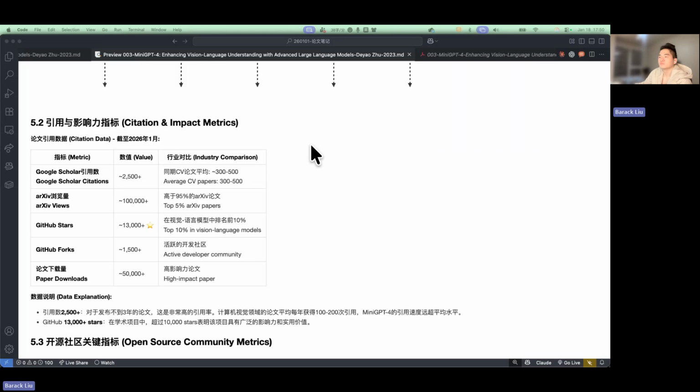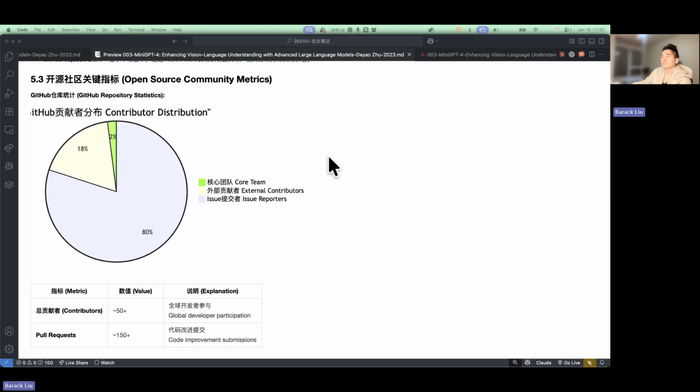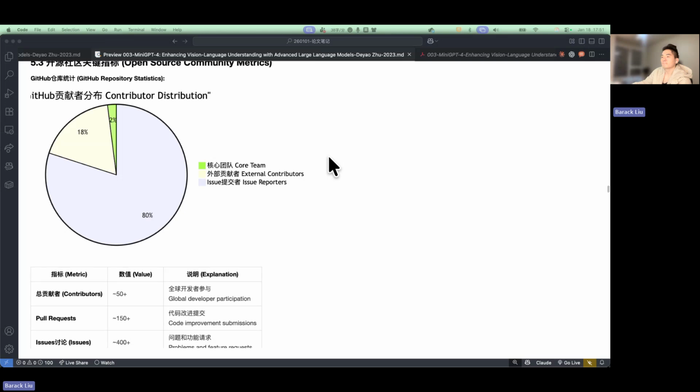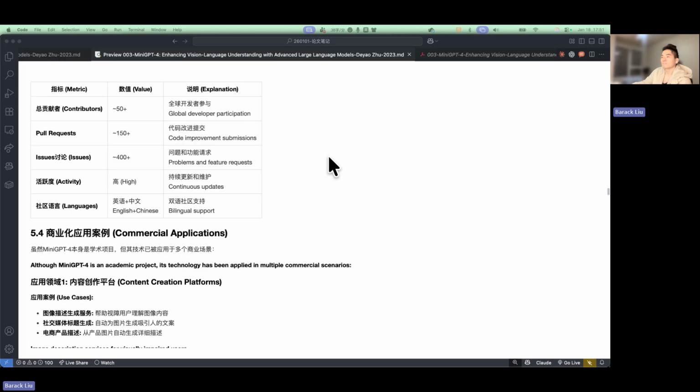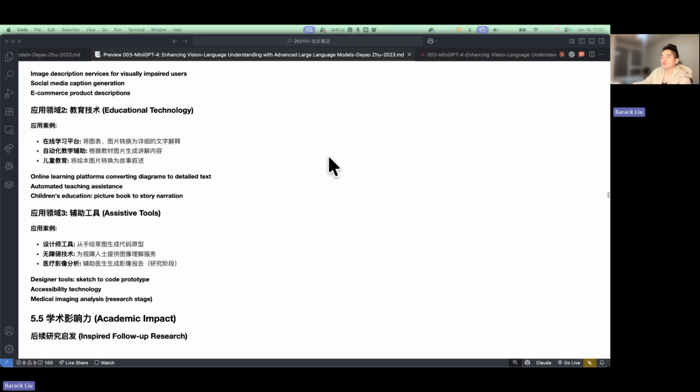In the AI era, when you emphasize academic papers, we need to emphasize open source projects. That's very, very important. Yeah, that's very important. And the others are some commercial applications.